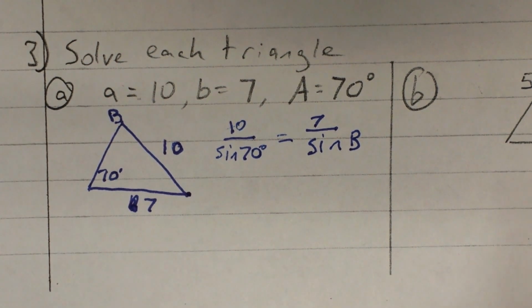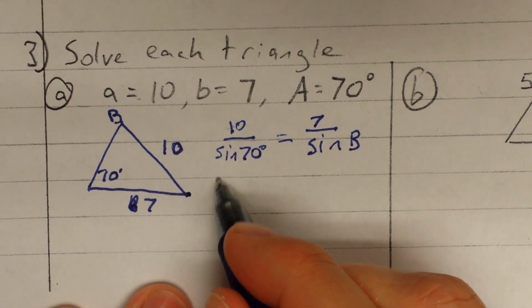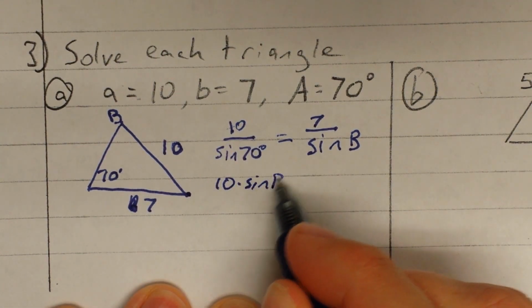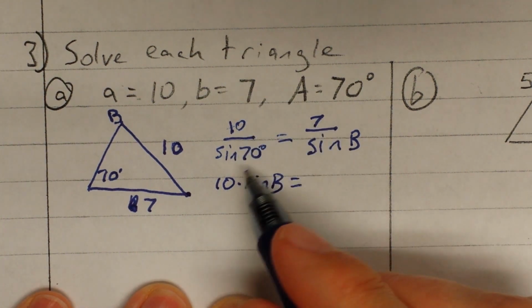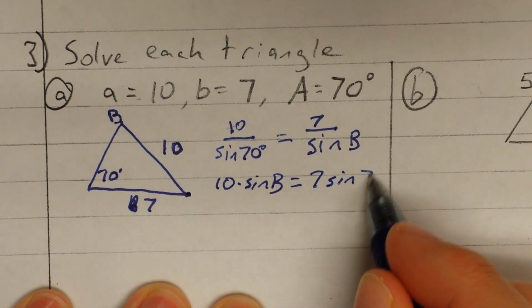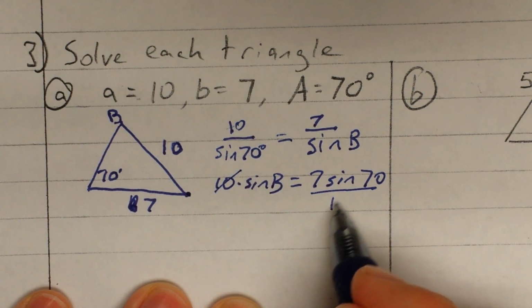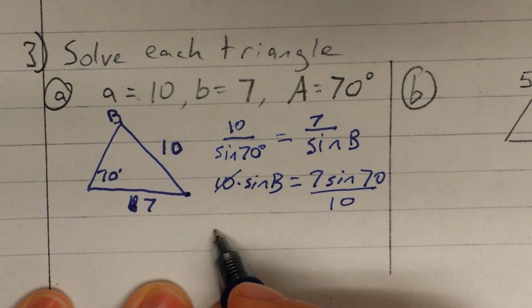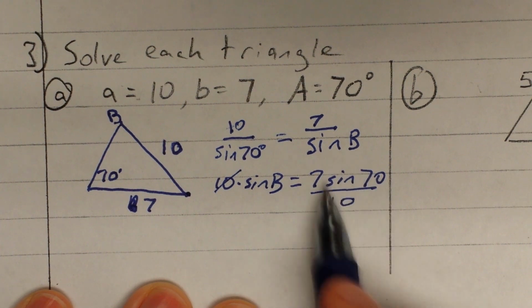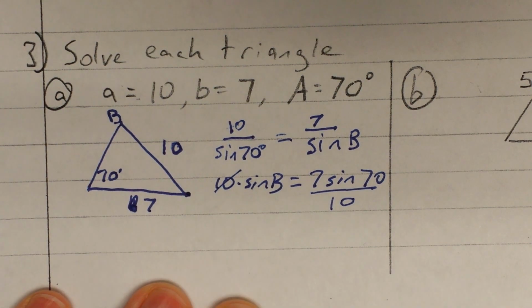Now, we're going to cross multiply here and then divide. So 10 times sine of B equals 7 times sine of 70. And now to solve for B, I need to divide by 10. So divide by 10, and then my answer for B is going to be the inverse sine of whatever this decimal is, which I should calculate. I'll be right back.